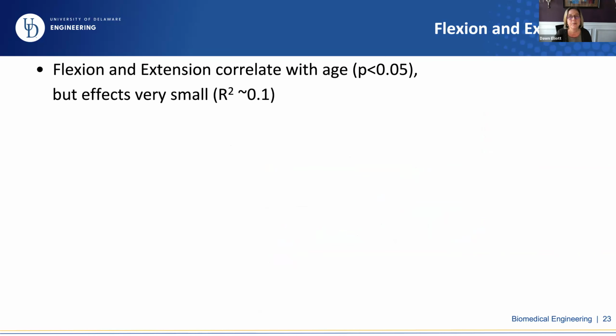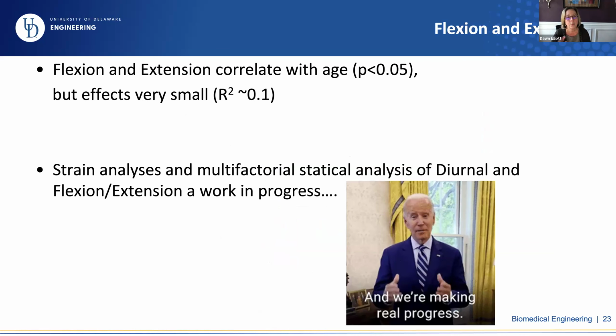Looking at flexion extension, we have a lot of data that I'm not ready to report yet. We see that flexion and extension, as measured by total Cobb angle, is correlated with age with a significant p-value, but the effects were extraordinarily small with an R-squared of 0.1. So I'm not even showing the plot because it looks like a scatter plot to me. So what I'll say now is that our strain analyses and our multifactorial statistic analyses of both the diurnal and the flexion extension mechanics are a work in progress.